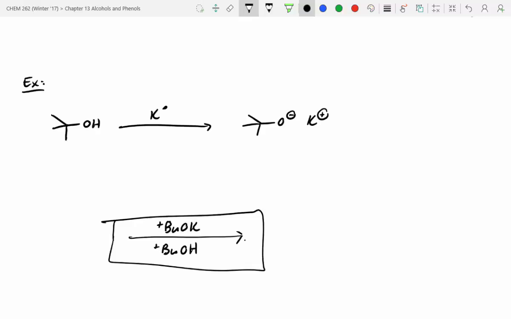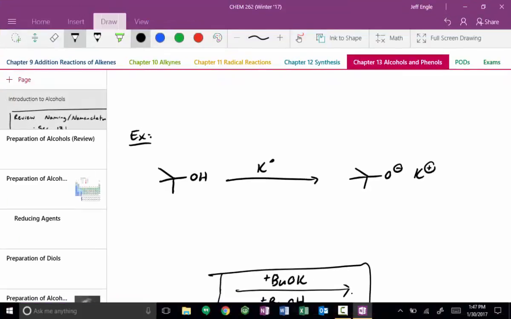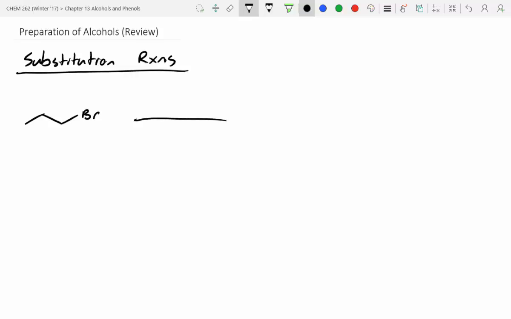All right, so let's review a little bit of how we can prepare alcohols. And most of this is just review from the exam, or last term even. So let's say we've got 1-bromopropane, and I want to make propanol. What reagent should I use? What do you guys think?